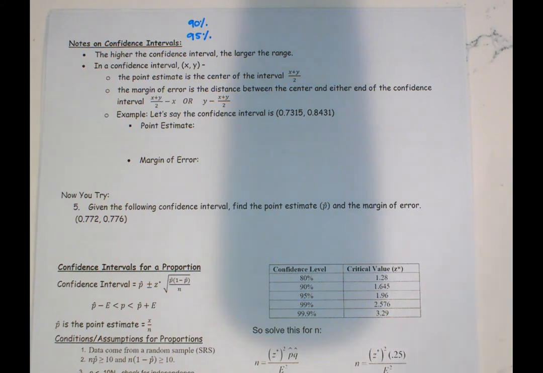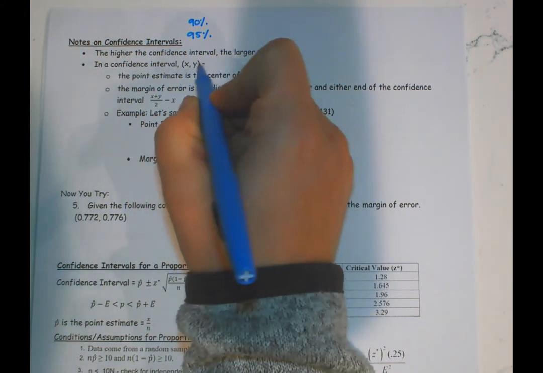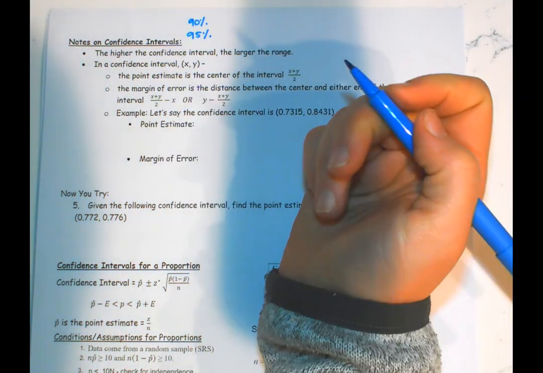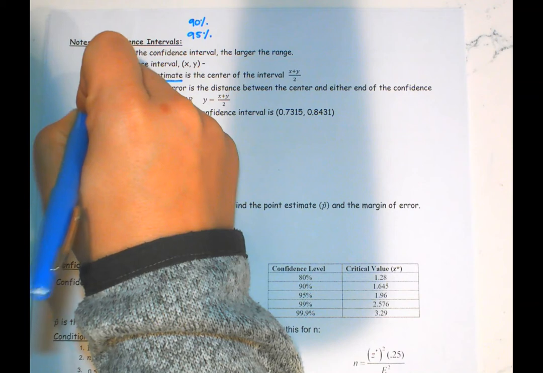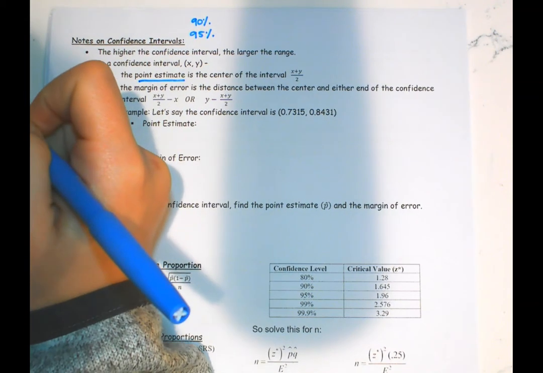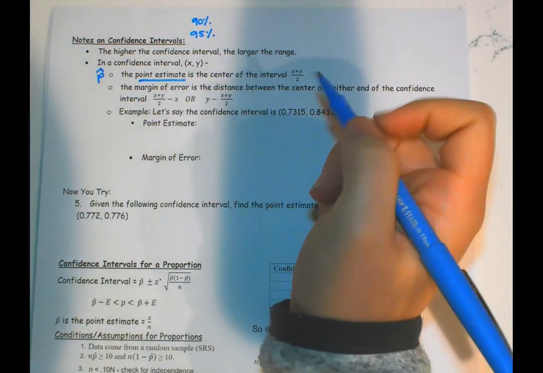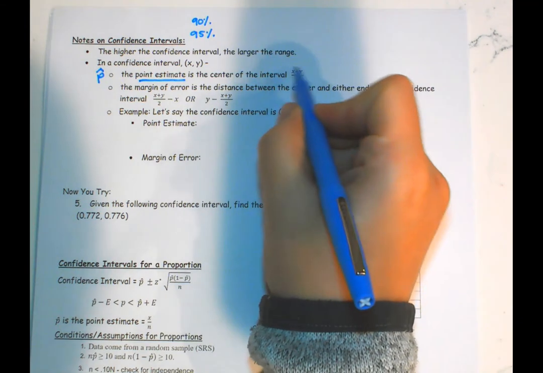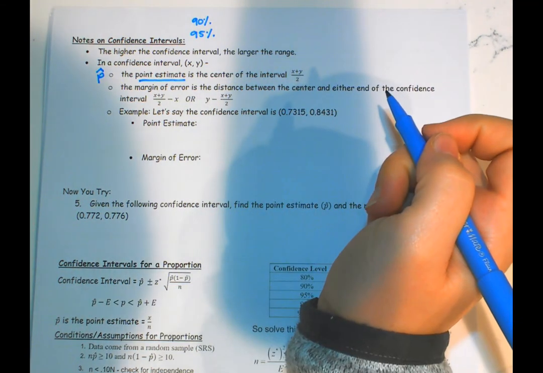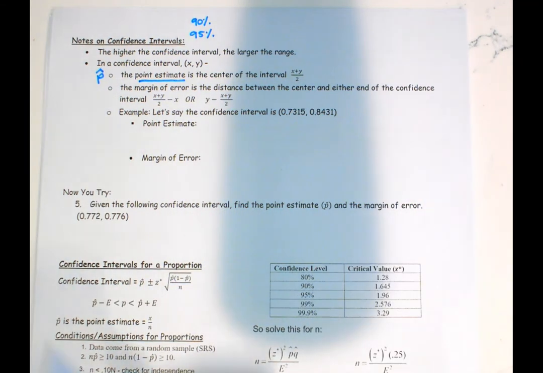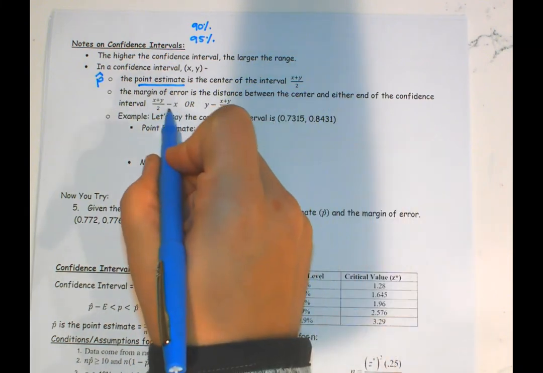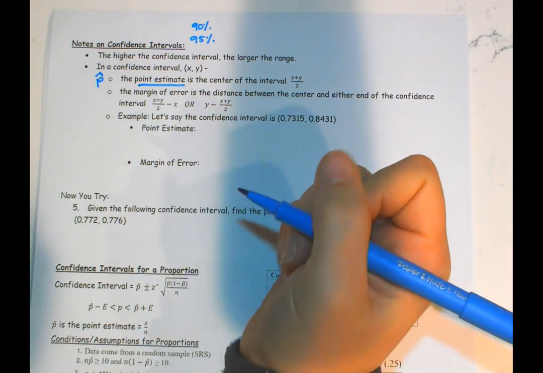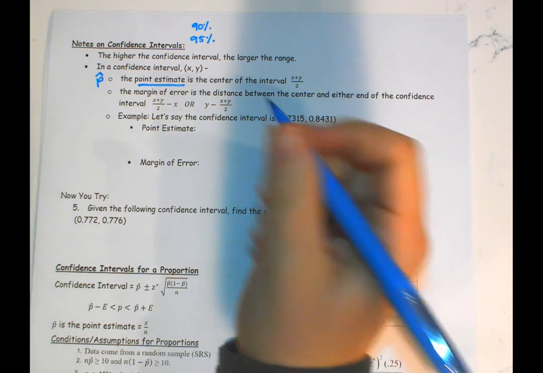So if our confidence interval, let's just say, was X and Y, there are two values here, we'll just call X and Y. If we want to find the point estimate, that's our p hat, the center of the interval, we're just going to add up the two values and divide by 2. That will tell us the value in the middle. And then to find the margin of error, once we find the number in the middle, we just calculate the distance between it and one of the ends of the interval.